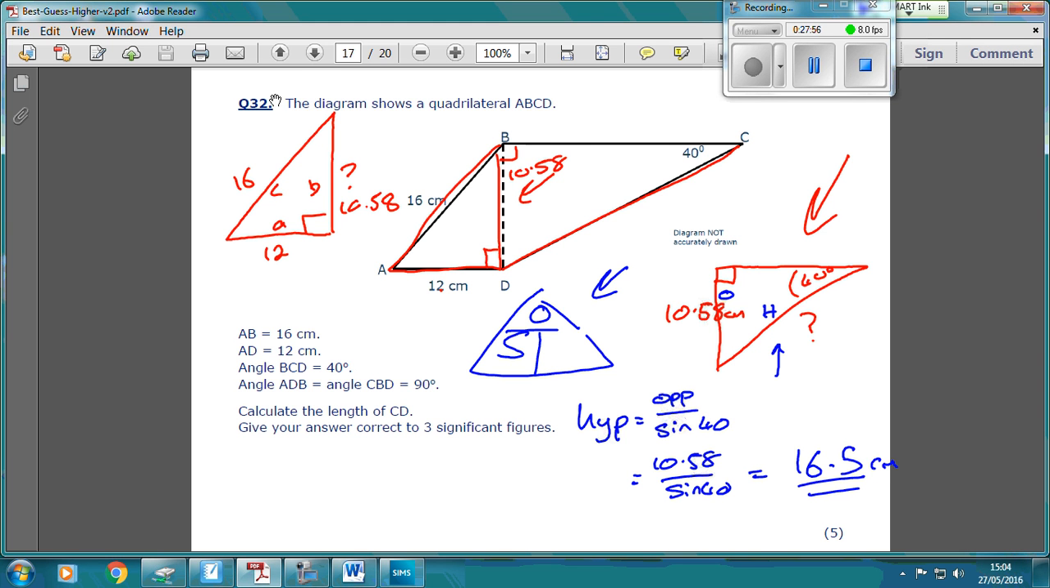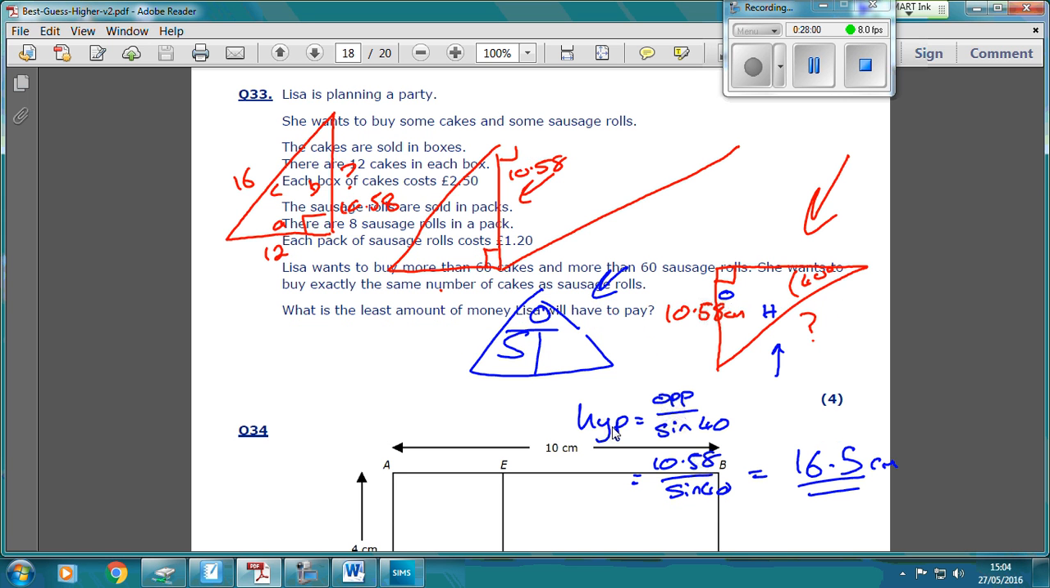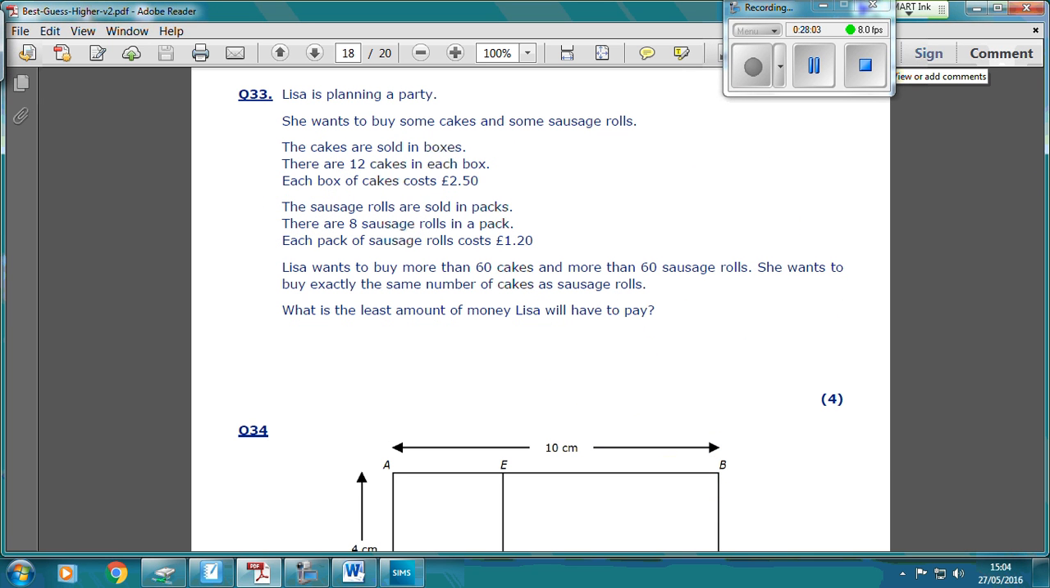Right, not many questions left to go. Okay, so Alicia is planning a party, and she wants to buy some cakes and sausage rolls. Well, who wouldn't? That sounds like some party. The cakes are sold in boxes, and there are 12 cakes in each box. Each box costs £2.50. The sausage rolls are sold in packs. There are 8 sausage rolls in a pack. Each pack of sausage rolls costs £1.20. She wants to buy more than 60 cakes and more than 60 sausage rolls. She wants to buy exactly the same number of cakes as sausage rolls.